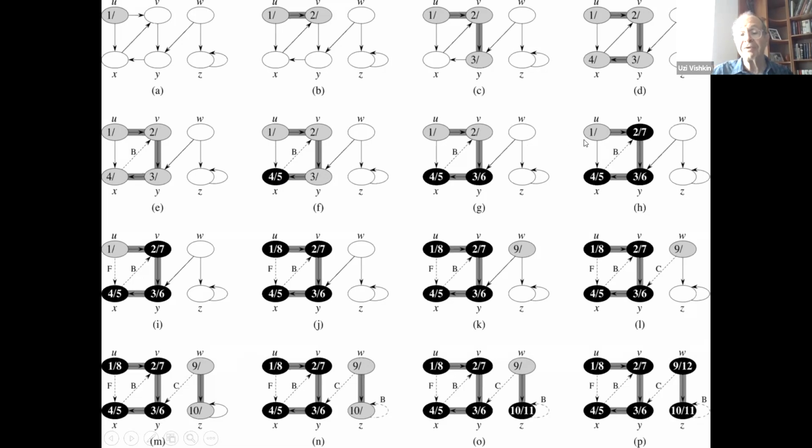At 2, we have nowhere else to go. So we mark the finish time as 7, and we turn it black. And we go back to U. At U, we now look at the other edge that we had, and it goes to X. But X is already not white, so we do nothing, and now we set the finish time to 8.